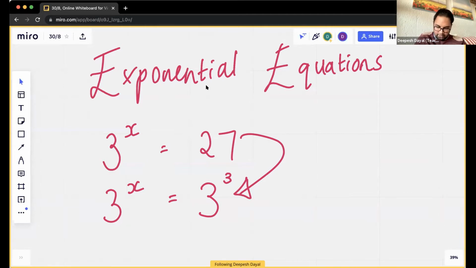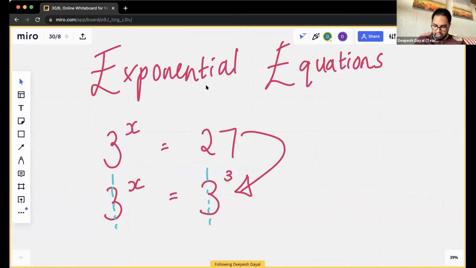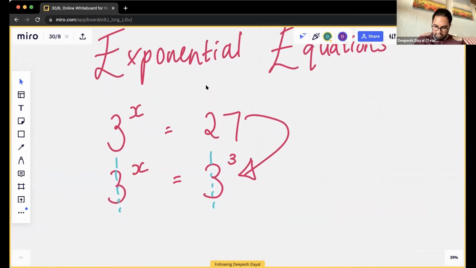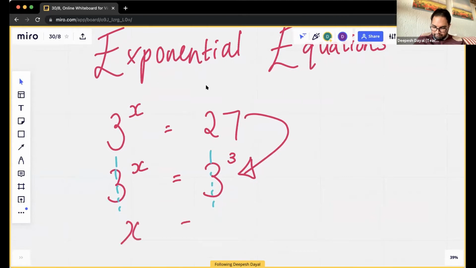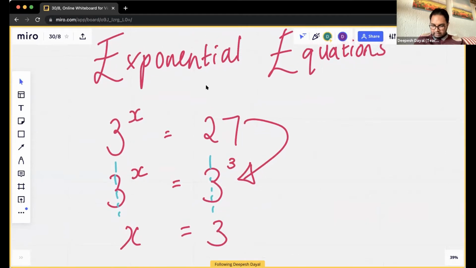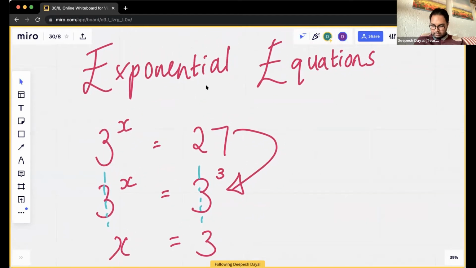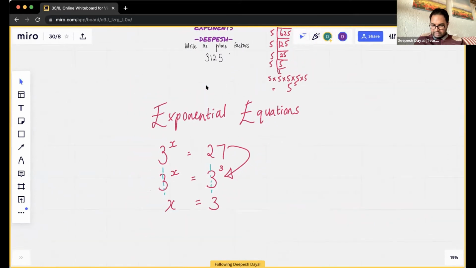Okay, now what we're going to do is cancel this. See, because we have threes on both sides, we don't put the 3 anymore, and the answer is going to be x equals 3. So if 3 to the power x equals 27, what is the value of x? And the x value is 3. Make sense?